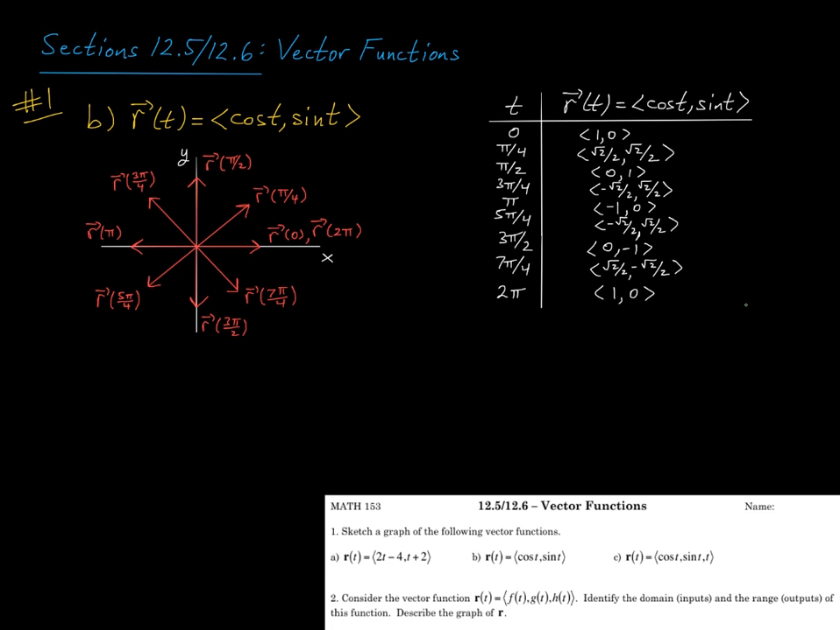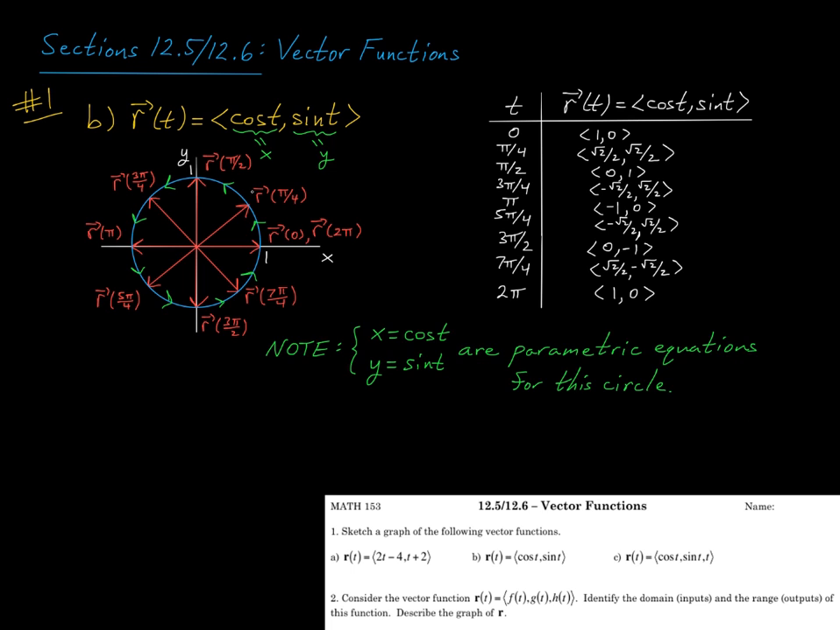And then it goes to 0, 1, negative root 2 over 2, root 2 over 2, and so forth. Here, tracking the heads of our position vectors, we're tracing out what appears to be the unit circle. And in fact, this is the unit circle. Just as we did in the first example, I can treat this vector function as parametric equations for a curve in the plane. In this case, x is cosine t and y is sine t. And as we know from chapter 11, these are parametric equations for the unit circle. It's parameterizing the circle in such a way that when t is 0, we're located at the point 1, 0, and we're moving in a counterclockwise fashion.